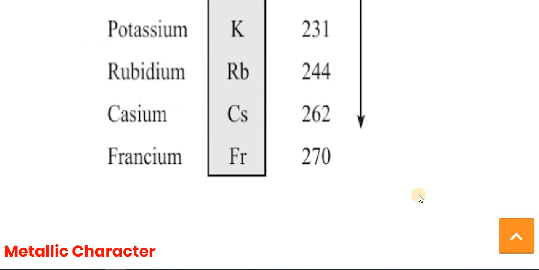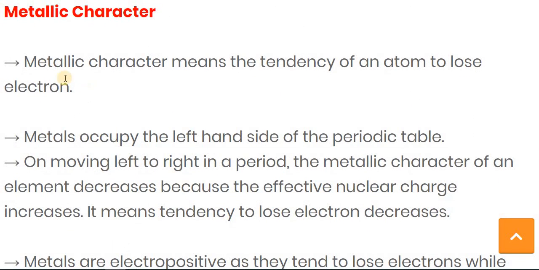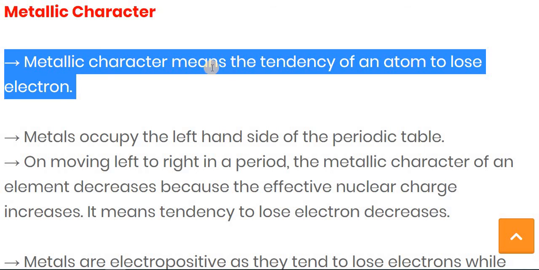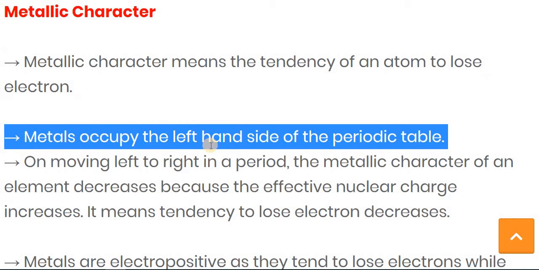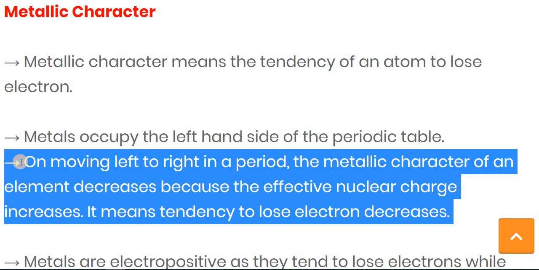Let's see one more time. Metallic character means the tendency of an atom to lose the electron. So metals occupy the left-hand side of the periodic table, and in a period, if you are moving from left to right, then the metallic character will decrease.